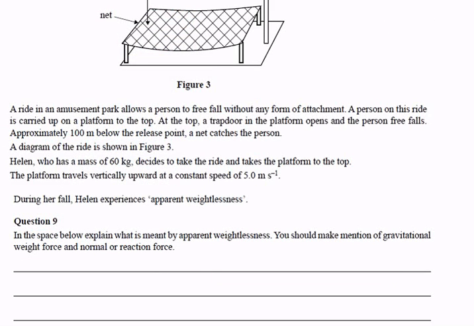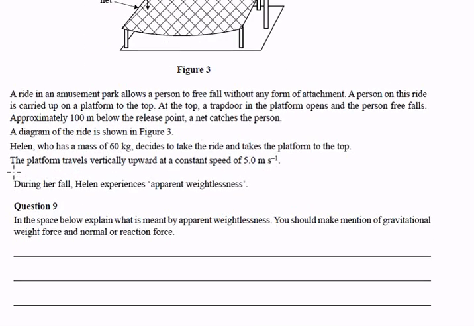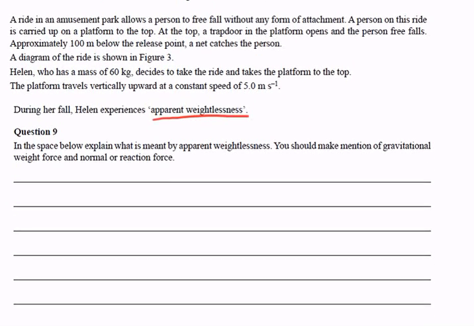Right, the last question in this set. I got the picture again, and now she falls down. So during her fall, Helen experiences apparent weightlessness. In the space below, explain what is meant by apparent weightlessness. You should make mention of gravitational weight force and normal or reaction force. Alright.